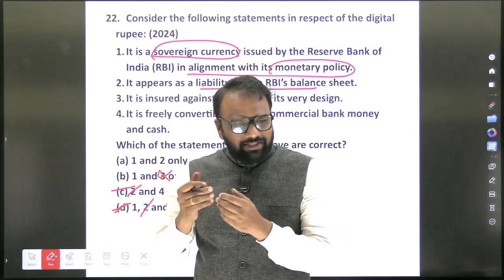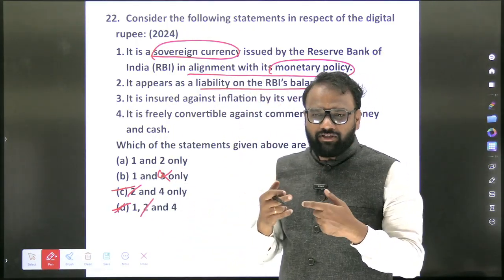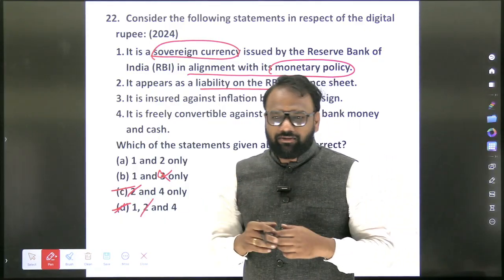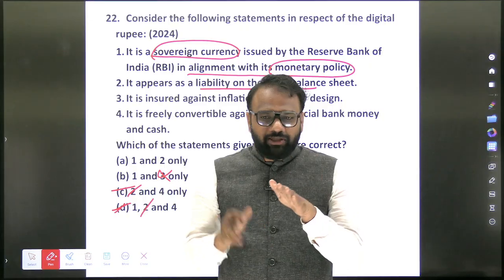Apart from this, there are some other things related to monetary policy. Every time you come across monetary policy, this revision should take place. The monetary policy committee consists of how many members? 6 members, including the chairman or excluding the chairman? Including the chairman. When do we call that the monetary policy has failed?